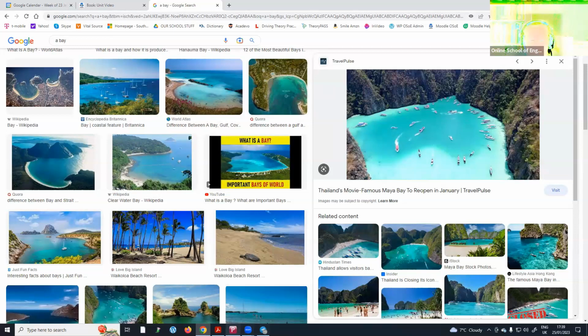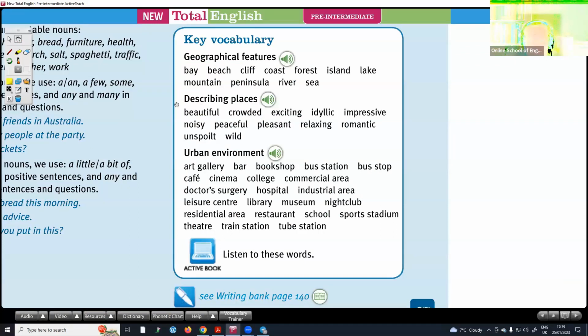All right. So let's go back to our vocab words. Now, describing places. Now listen and repeat. Beautiful. Crowded. Exciting. Idyllic. Impressive. Noisy. Peaceful. Pleasant. Relaxing. Romantic. Unspoiled. Wild. Okay. Now, do you see any new words in this section?